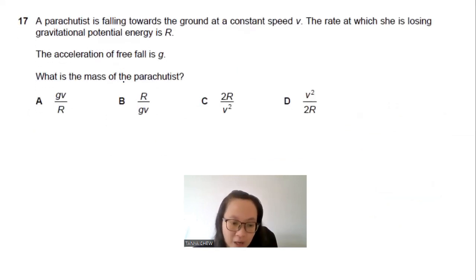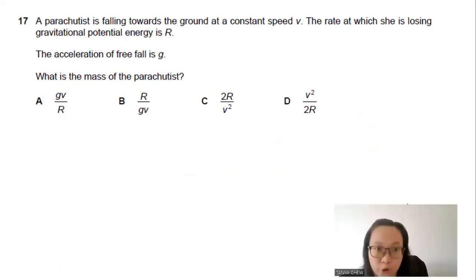Number 17, a parachutist is falling towards the ground at a constant speed v. The rate at which she is losing gravitational potential energy is R. The acceleration of free fall is g. What is the mass of the parachutist?